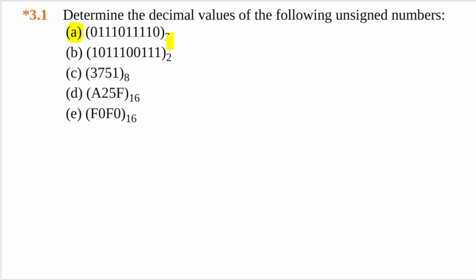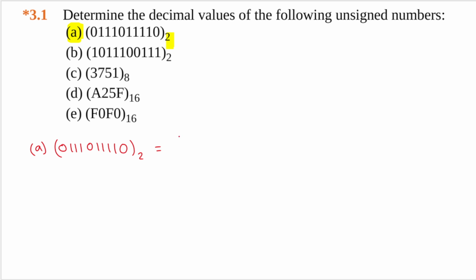This is in base 2. So let's copy the problem first. We will have 0 and then triple 1. Okay, and then 0 and then 4 ones, 1 2 3 4, and then 0 there. Okay, and that is in base 2. Good. So now let's start from the back here.